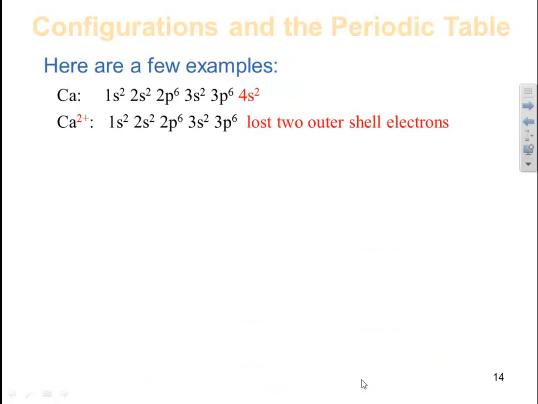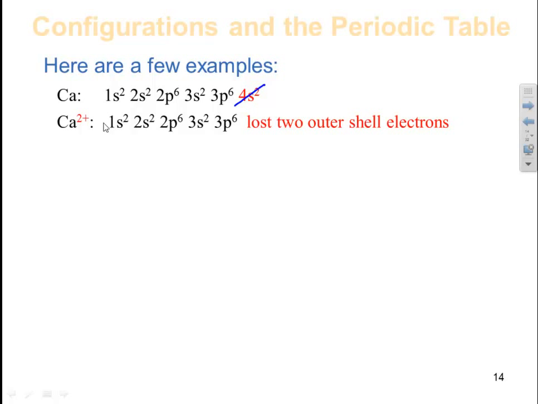A few examples. Calcium. Its electron configuration is 1s2, 2s2, 2p6, 3s2, 3p6, 4s2. We have calcium 2+. What we have done is drop the last 2 electrons, the 4s2, and we end up with 1s2, 2s2, 2p6, 3s2, 3p6. We lost those 2 outer shell electrons, which makes sense because what the species is trying to do is get a noble gas configuration. It wants 8 electrons in its outer shell. That is the most stable. So it's easier for it to lose 2 than it is to gain 6.